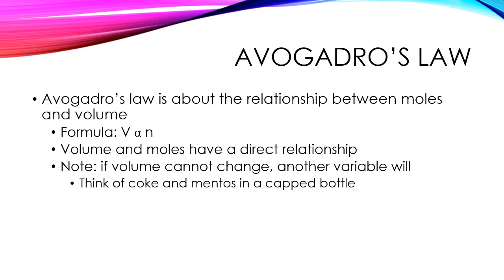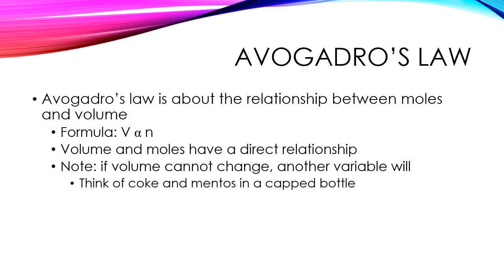Avogadro's law is about the relationship between the amount of particles, or moles, that are present and the volume that a gas will occupy. The formula for this is that the volume is proportional to the number of moles. The volume and the moles have a direct relationship. Basically, if there are more particles, then they need more space, so there needs to be more volume. This also means that if, for any reason, the volume is not able to change, then one of the other variables, either pressure or temperature, will have to accommodate that change.